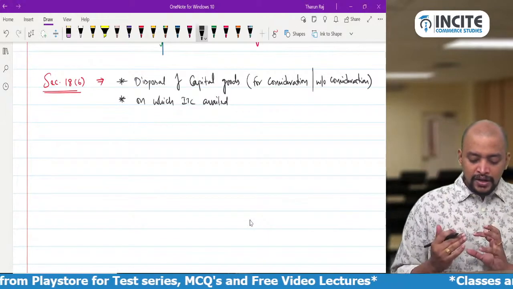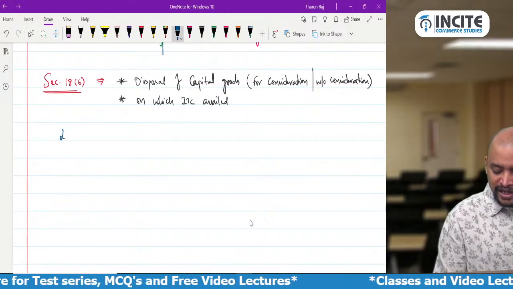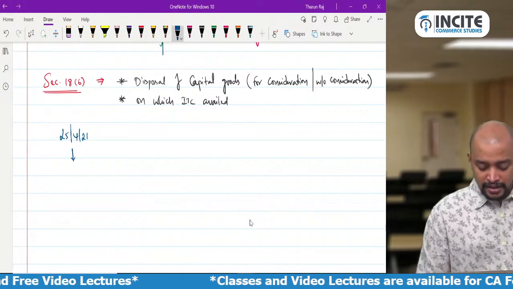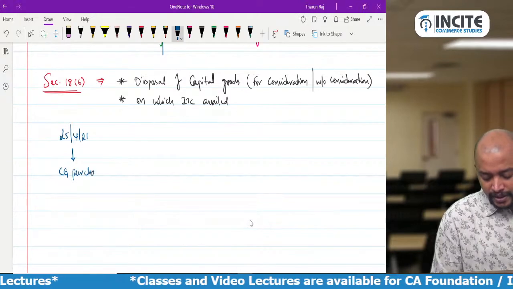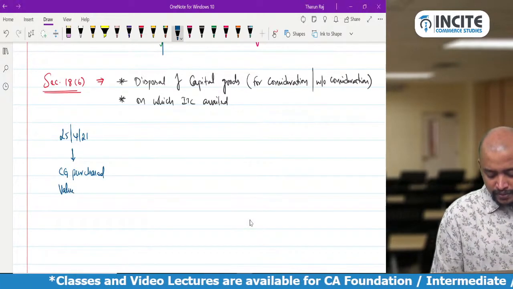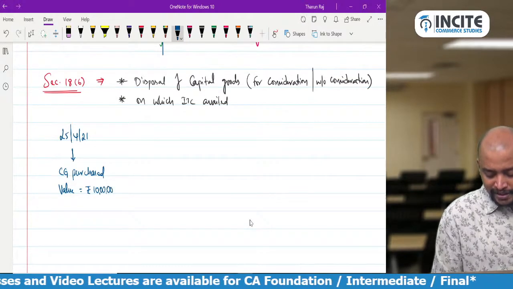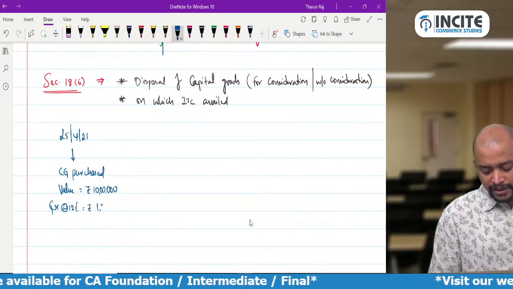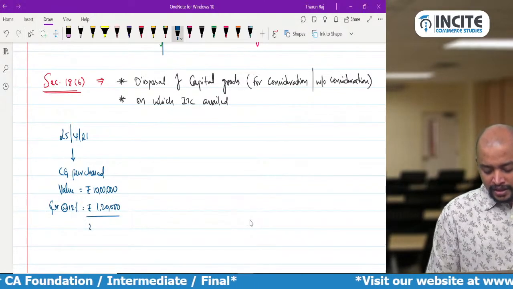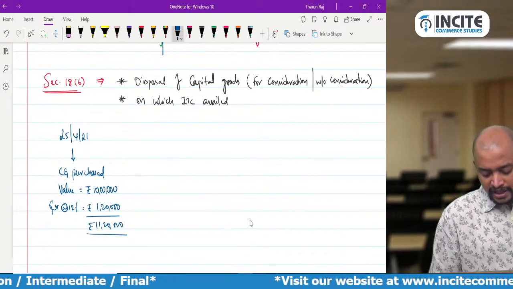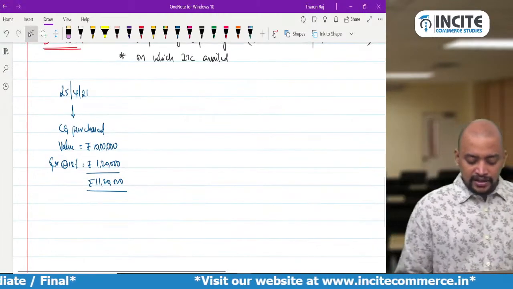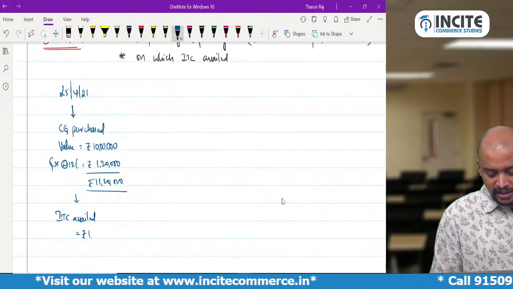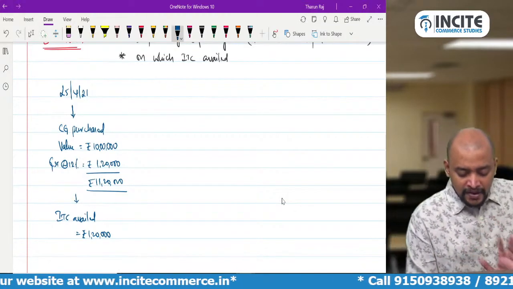Now, say for example, on 25/4/2021, capital goods purchased, value rupees 10 lakhs, GST at 12%, say 1,20,000. So total 11,20,000. So it is purchased. Now ITC availed. How much would be the ITC availed? ITC availed is 1,20,000.